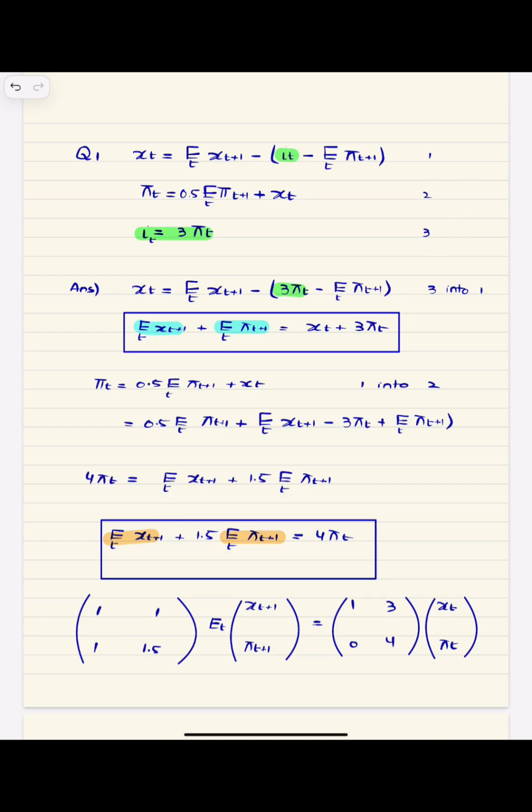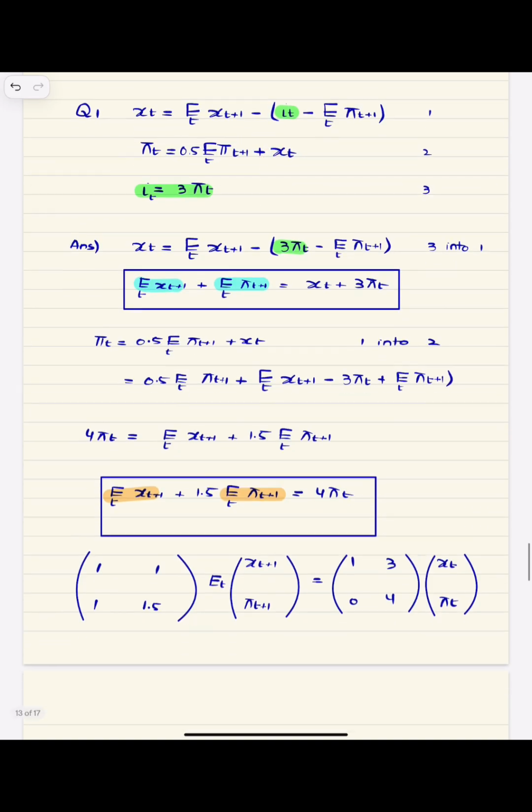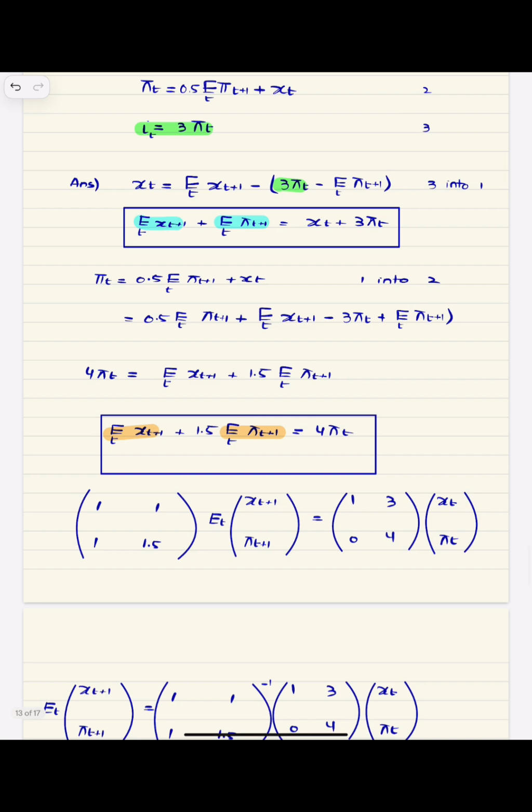In order to get a 2x2 system, you substitute 3 into 1, and you get the first equation. In the second equation we have x_t, and I want to remove that, so I will substitute equation 1 into equation 2. When I do that, I get an equation of the expected value of these variables in terms of the actual values. I'm just going to convert this into matrix form.